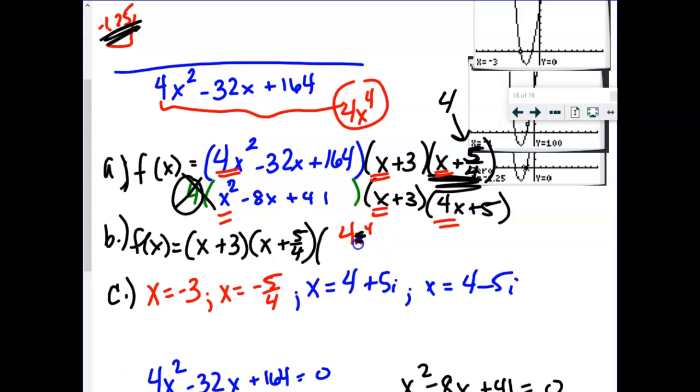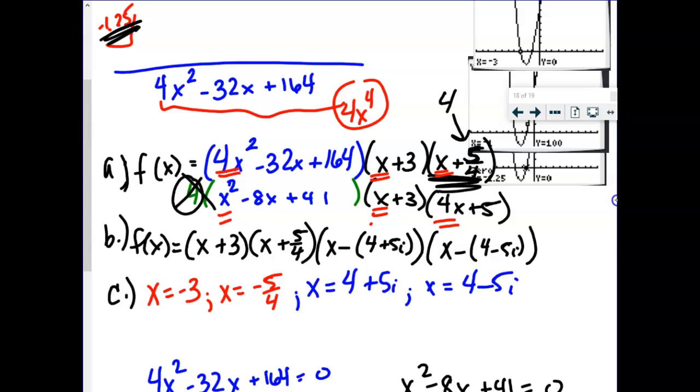Beep, beep, back up. I wrote all over my problem. Now, these icky blue ones, x minus... when you have a binomial solution like this, you've got to put it in another set of parentheses. Yuck. And then x minus, and then you have another binomial, so 4 minus 5i. Don't try to simplify that.